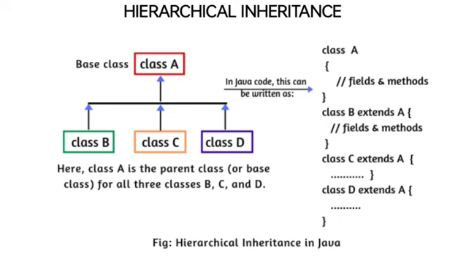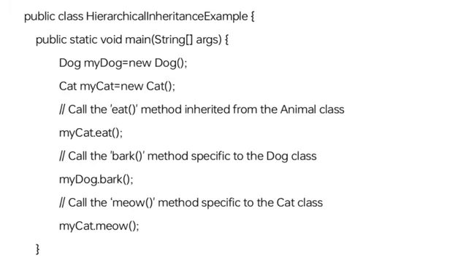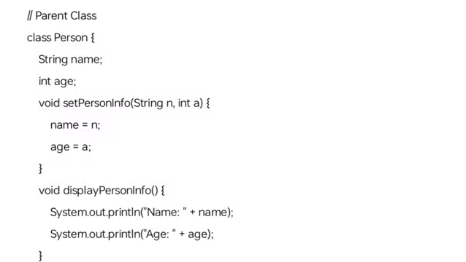Next is hierarchical inheritance. In hierarchical inheritance, more than one class derives the properties of a single parent class. That is called hierarchical inheritance. In this example, dog, cat and cow, these 3 classes inherit the properties of animal. To invoke the method defined in the cat class, we can create an object for the cat class. Using that object, we can invoke the method defined in the cat class and also the parent class. So the output will look like this.